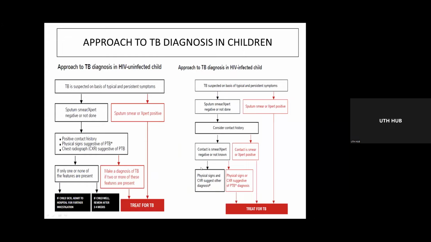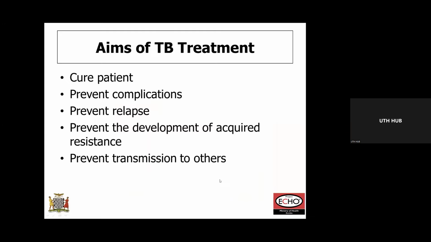So here, I was just trying to compare the two things so that we actually see the difference. On the HIV negative side, there's emphasis on having two or more features to help you make a diagnosis. On the HIV side, we're just basically looking for one sign and then consider this child to have a diagnosis of TB.